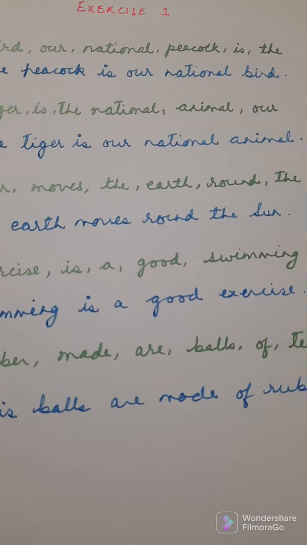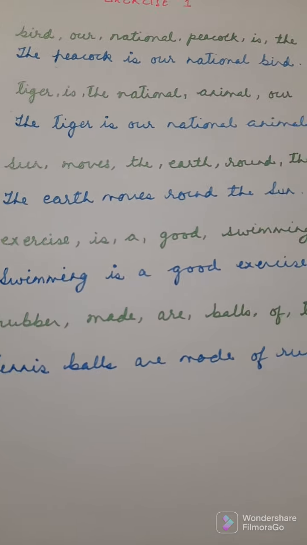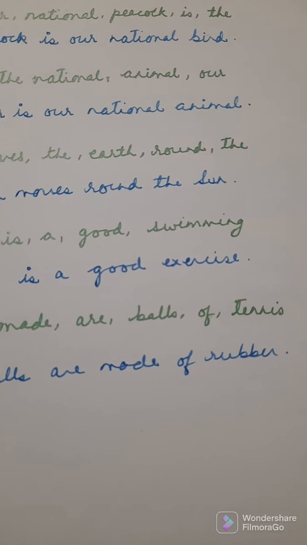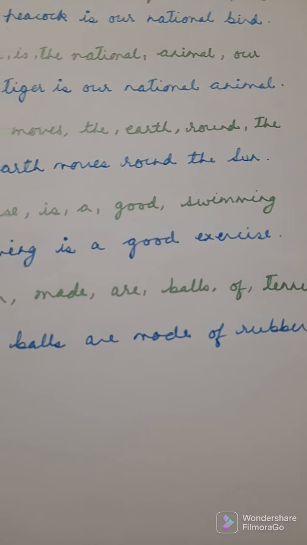"Exercise is a good swimming." This is again jumbled. It becomes "Swimming is a good exercise." Full stop after the sentence, and the S of swimming is a capital letter. "Rubber made our balls of tennis" becomes "Tennis balls are made of rubber."